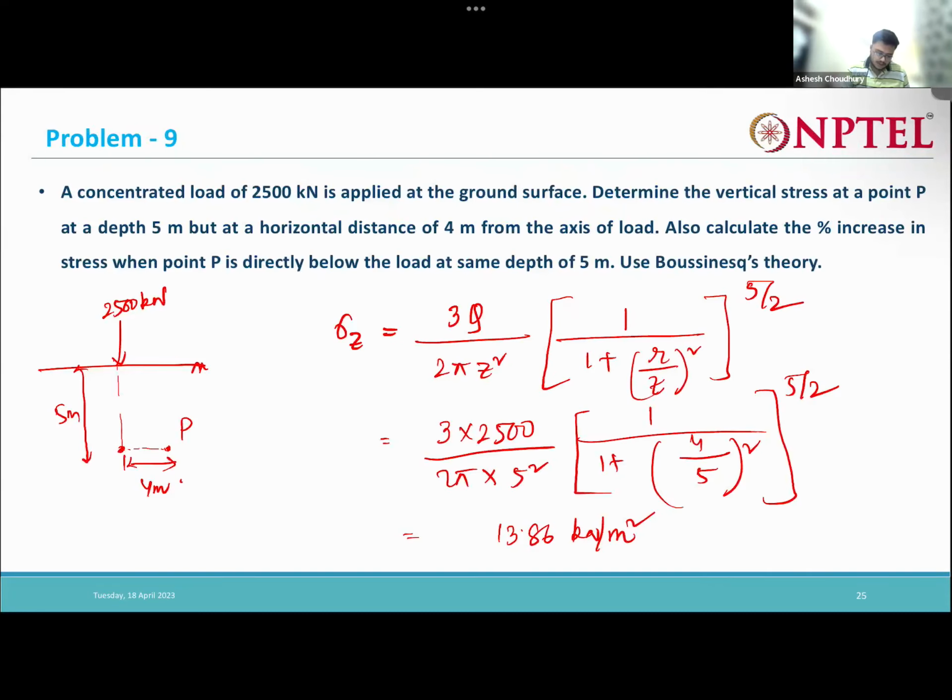If we shift 4 meter laterally, you see your stress is reducing by almost 250 times. So my stress variation is like this: at the center it's very high and at the sides it's very low. So this is the distribution.